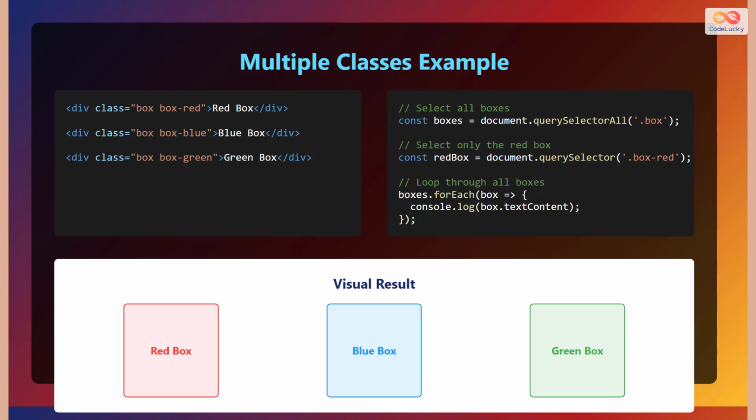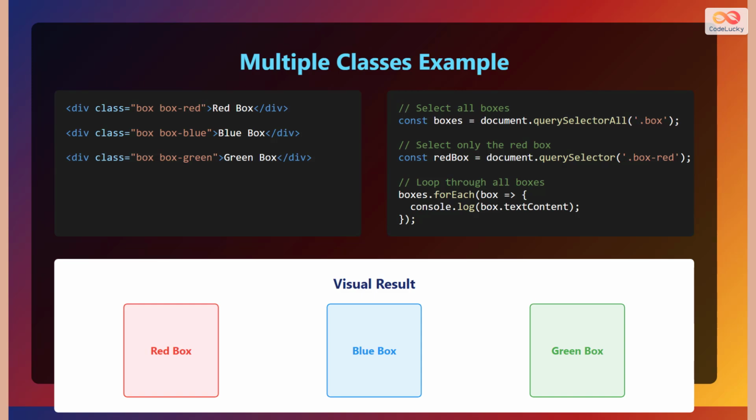Now let's look at some JavaScript code that interacts with these elements. First, we select all the elements that have the class box and assign them to the variable named boxes. Then we select the element that has the class box-red and assign it to the variable named redBox. Finally, we loop through all the elements in the boxes array and print their text content to the console.